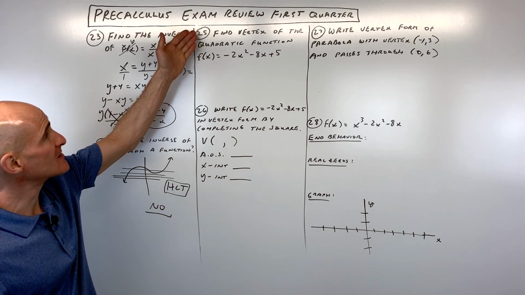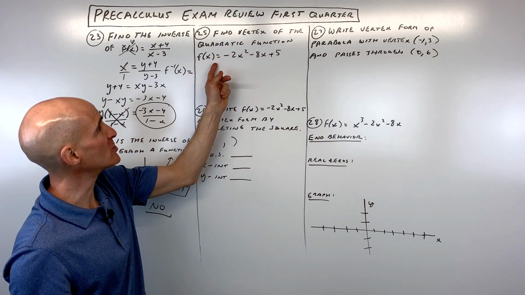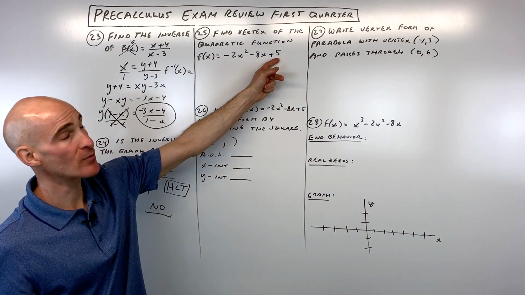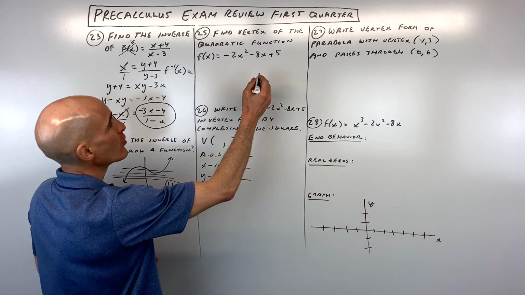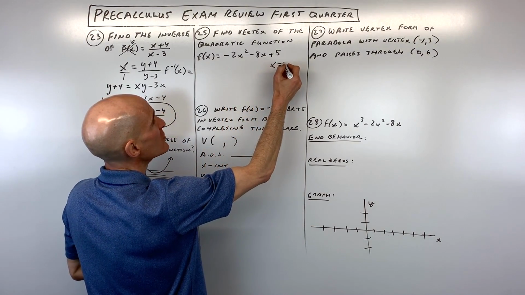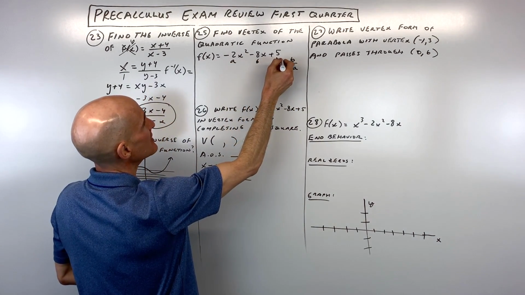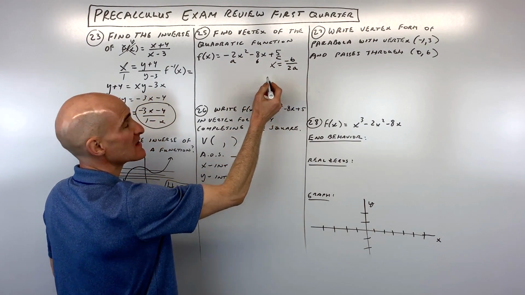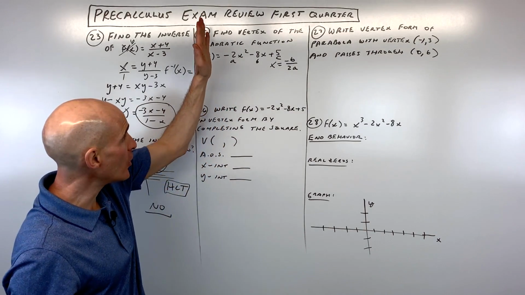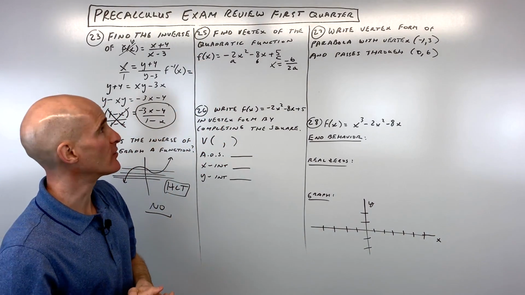Okay, for number 25, it says find the vertex of the quadratic function f of x equals negative 2x squared minus 8x plus 5. The important thing here is to remember this formula, negative b over 2a. And remember, this is a, b, and c. Negative b over 2a gives us the x-coordinate of the vertex. It also gives us the axis of symmetry of the parabola.